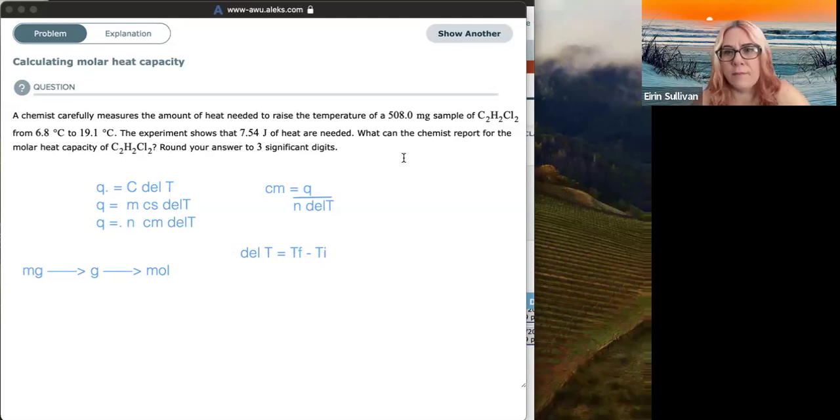All right, one more thing, the molar mass of C2H2Cl2. Quickly calculate that up. So 2 times 12.011-ish plus 2 times 1.0079 plus 2 times 35.45.